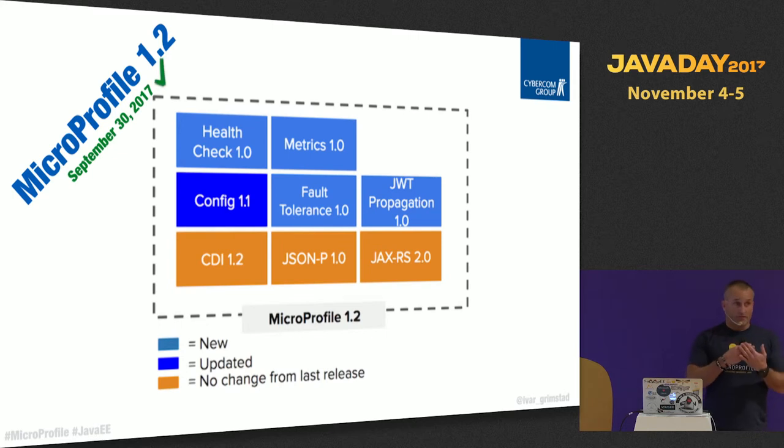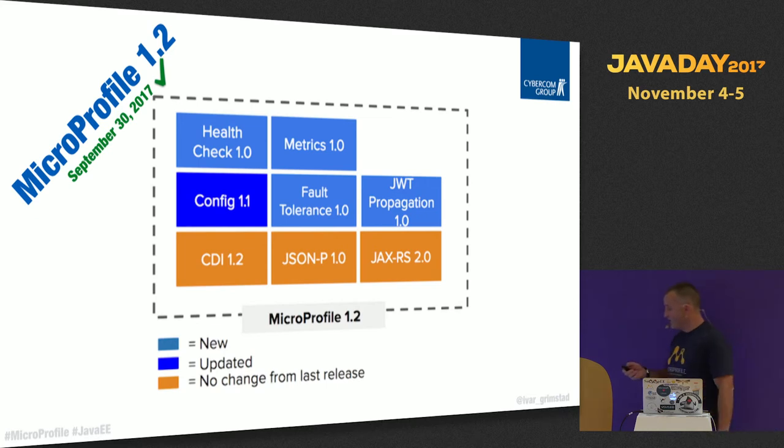So that was MicroProfile 1.1. And now we're going even further to MicroProfile 1.2, and this was launched in end of September this year. And it was actually launched at JavaOne. We were standing there when they were publicizing this on the blog. They did it from the exhibition hall at JavaOne and launched MicroProfile 1.2. And this brings more goodies for microservices.